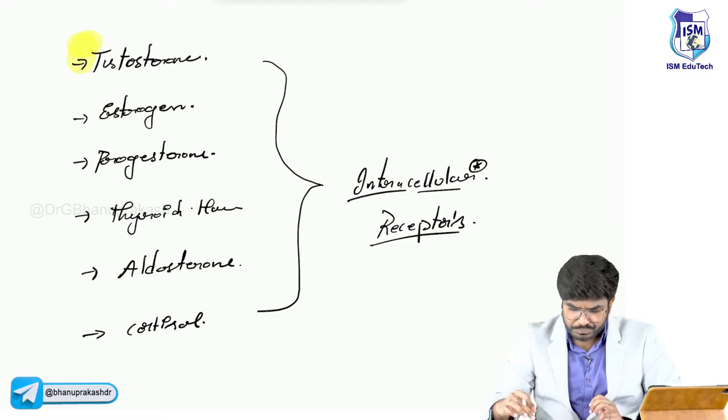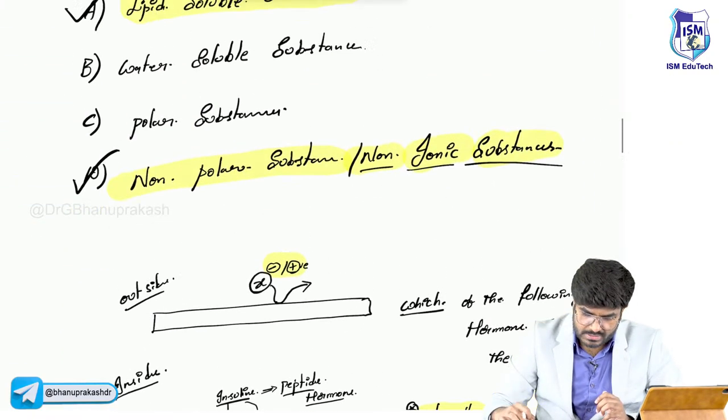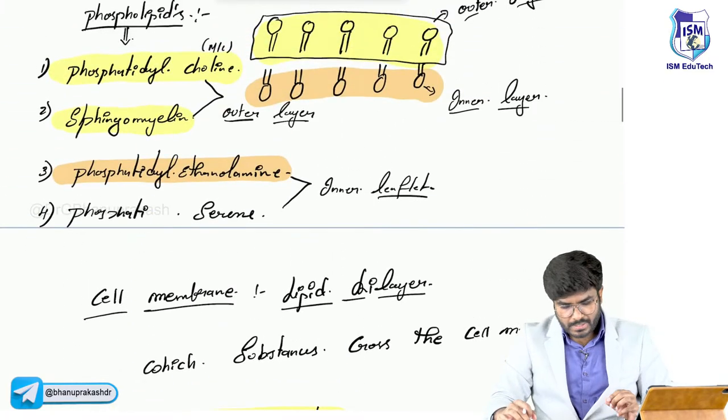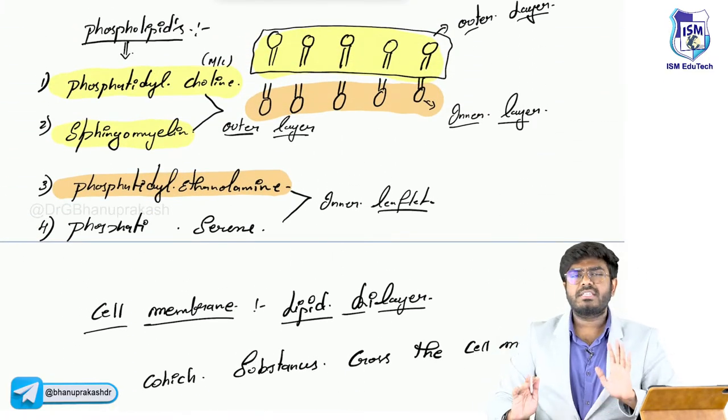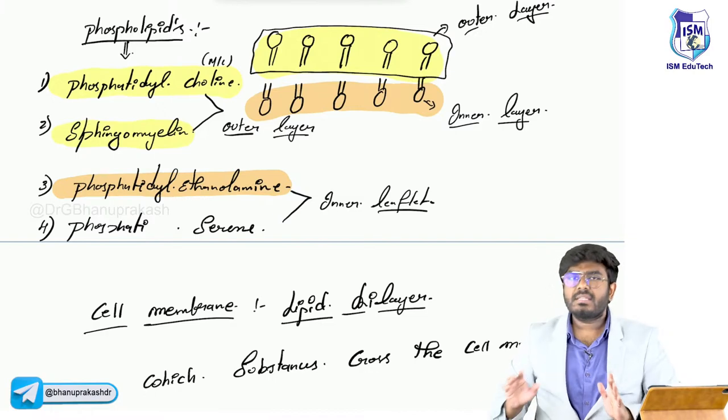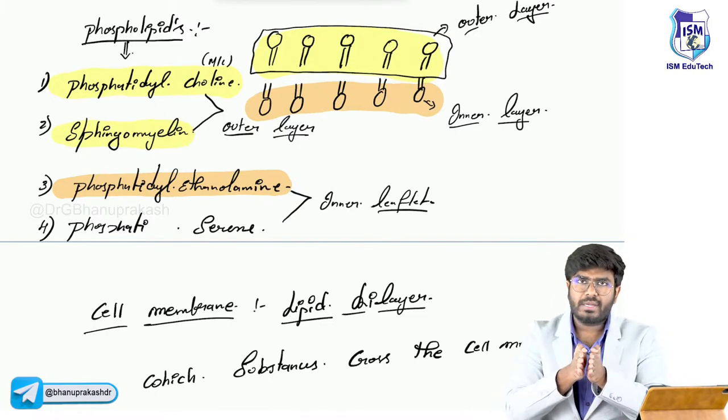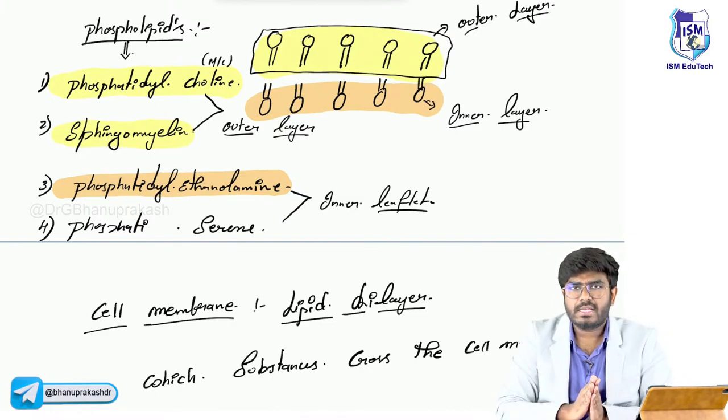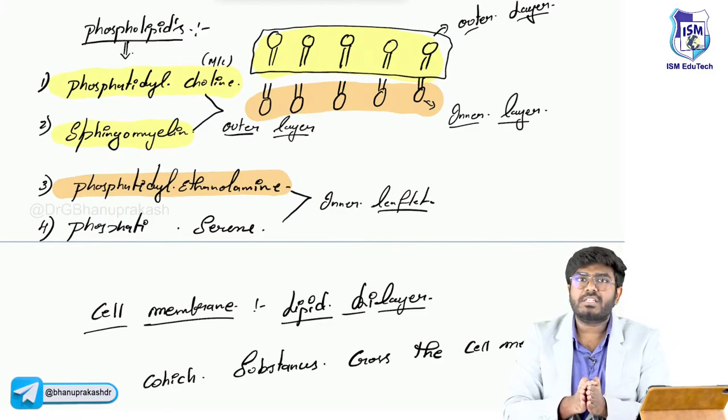Next, what else should you know, guys? Now, just tell me one thing. There is this bilipid layer. In one of the exams, this question was asked. So there is this bilipid layer, the cell membrane. Is it symmetrical or is it asymmetrical? What do you think? Is the cell membrane a symmetrical structure or an asymmetrical structure?